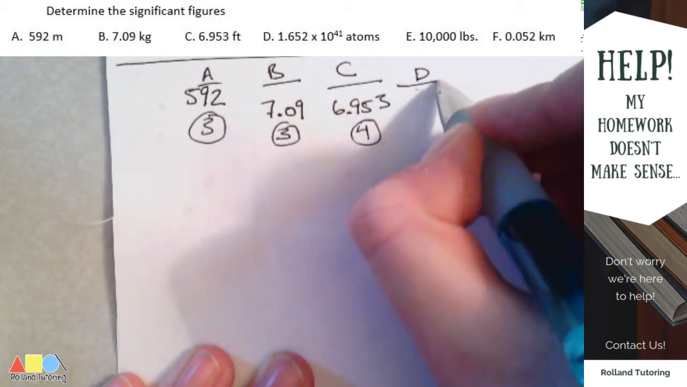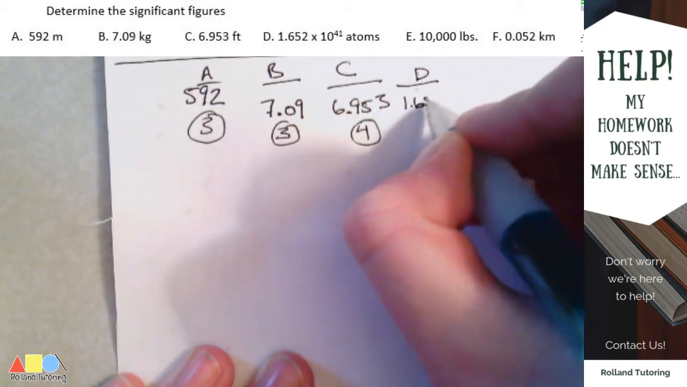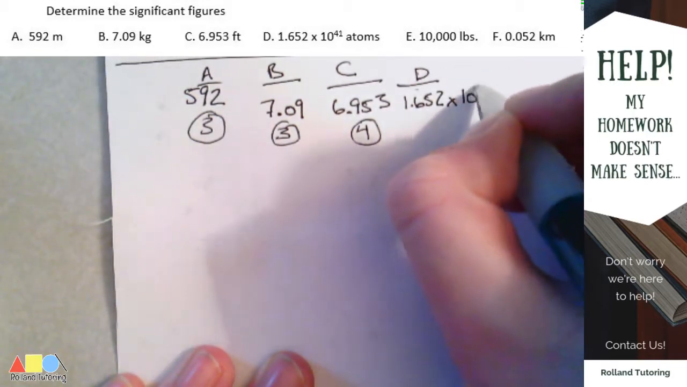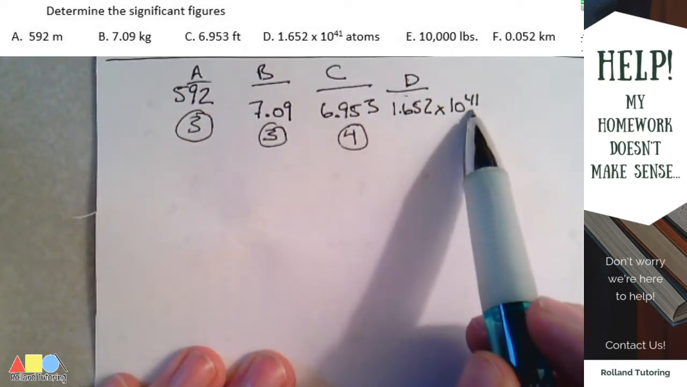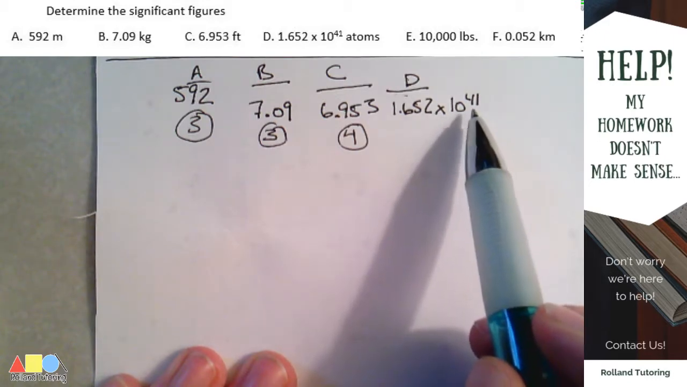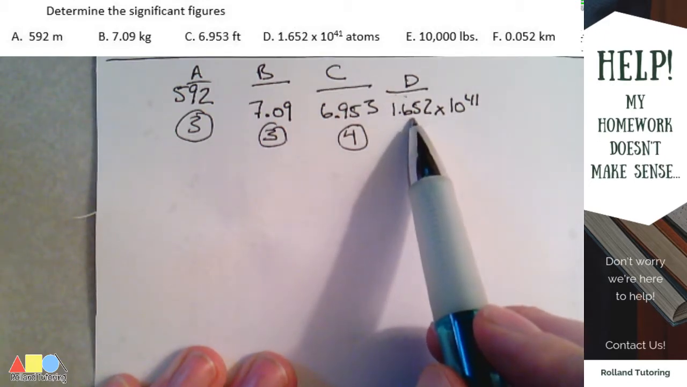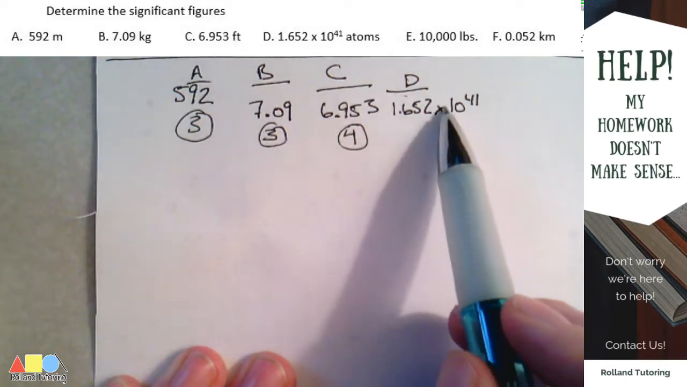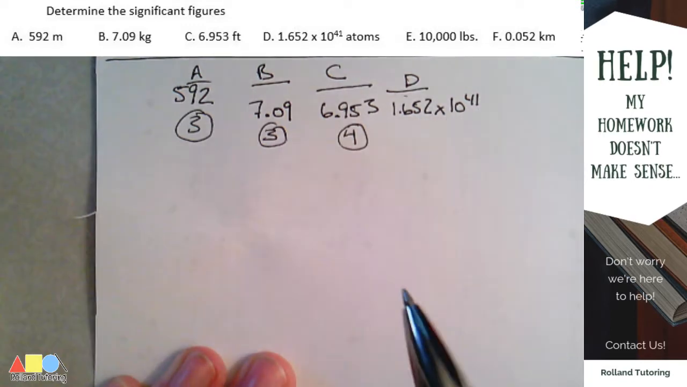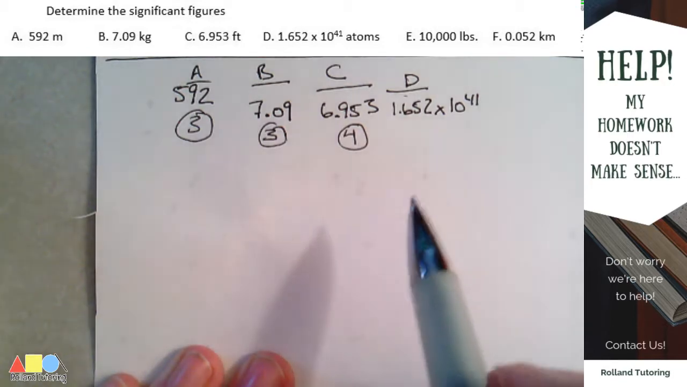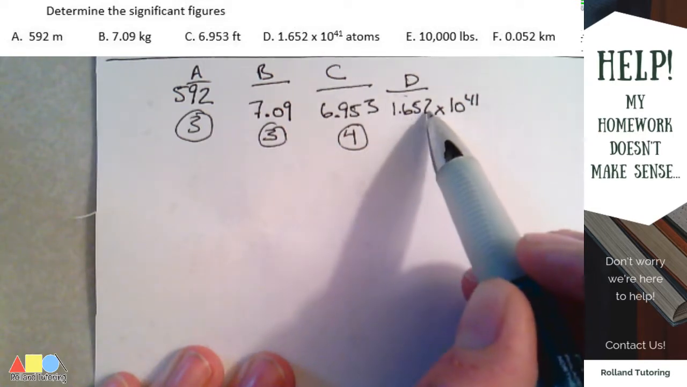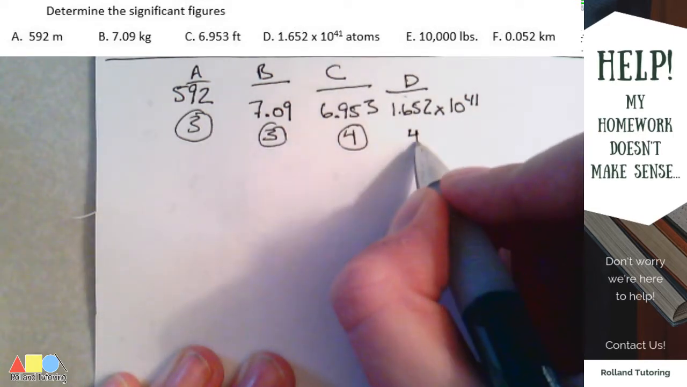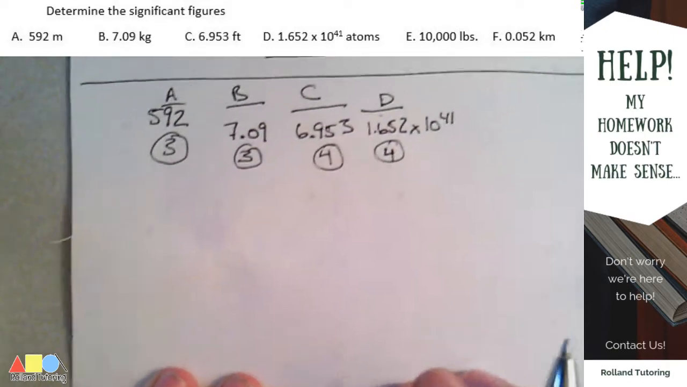Continuing with D of 1.652 times 10 to the 41st. So these ones can get more confusing because you know there will be 41 zeros, not 41 zeros. We'll move this over 41 times, so there'll be a whole bunch of zeros behind here. Those are not significant figures, so we can just go ahead and count the ones that are non-zero, which would be 1, 2, 3, 4, which gives us 4 significant figures for D as well.